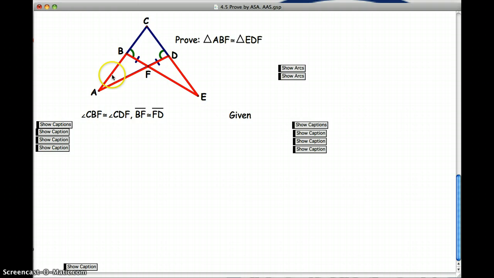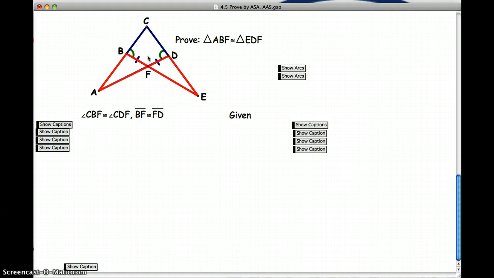We want to prove that triangle ABF is congruent to triangle EDF. What's given is that angle CBF, okay, that's not even on the inside of those triangles, is congruent to angle CDF. That's where our markings are right here. Those two angles are congruent. And it's also given that BF is congruent to FD. Okay, so we have those things now.